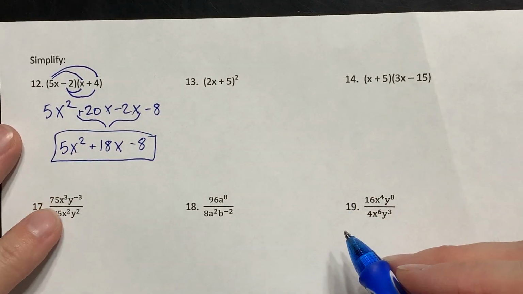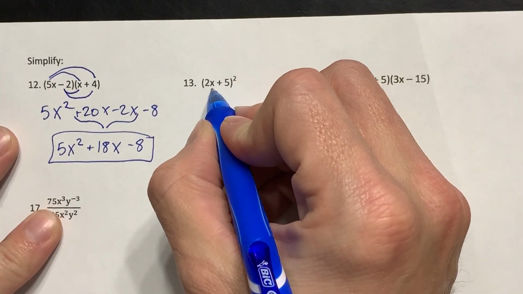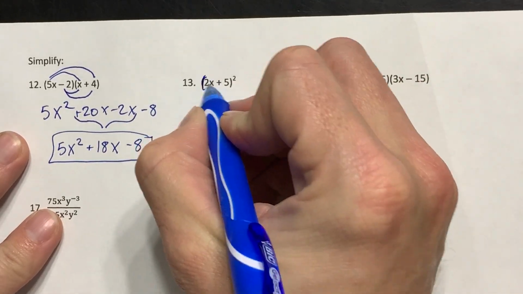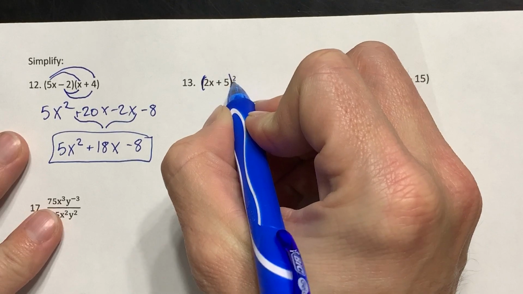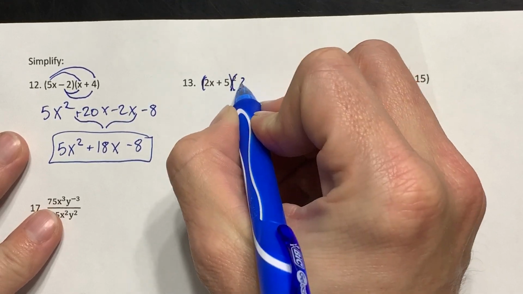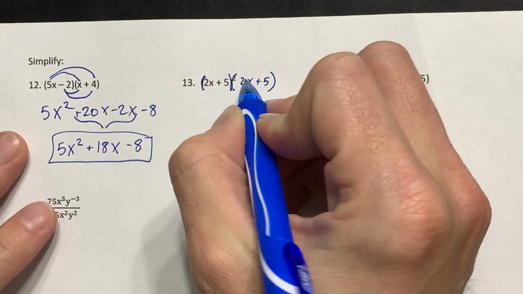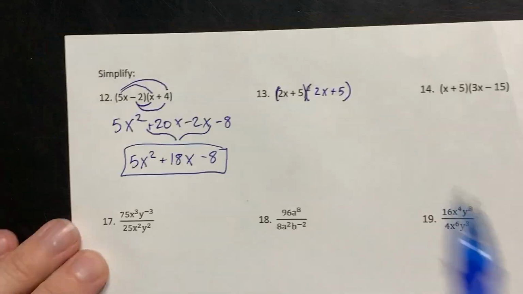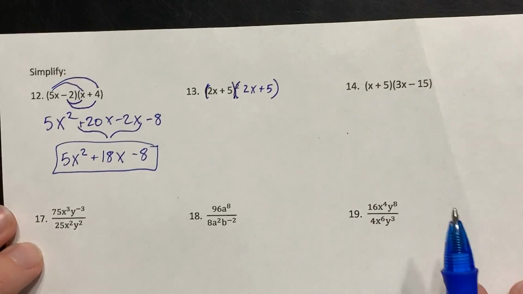13 and 14 are exactly the same. One trick on 13, when it looks like this with a binomial squared, that is this binomial, 2x plus 5, times itself. So 2x plus 5. I'm not going to go through and work those. I'm going to assume if you can work one, you can work the rest.